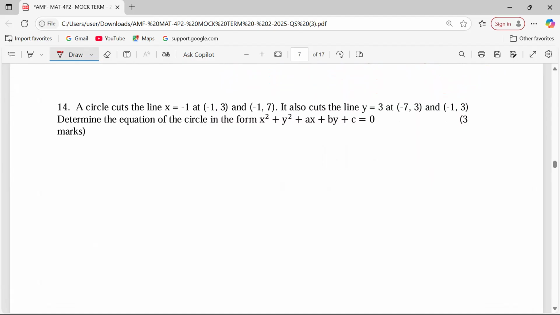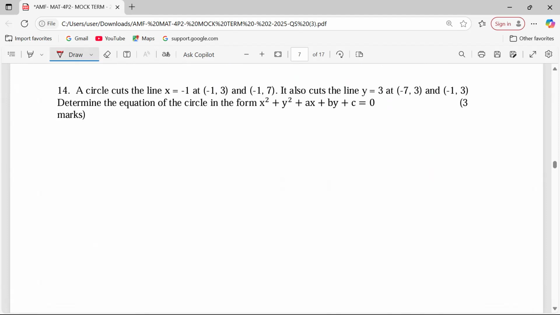We are told that a circle cuts the line x equals 1 at (-1, 3) and also at (-1, 7). It also cuts the line y equals 3 at (-7, 3) and (-1, 3). Determine the equation of the circle in the form x squared plus y squared plus ax plus by plus c equals 0, for 3 marks.